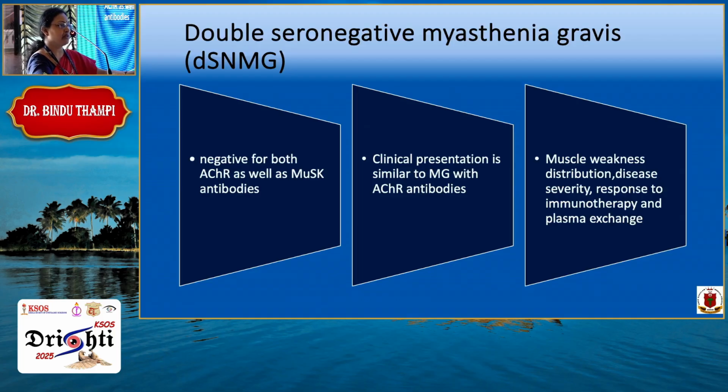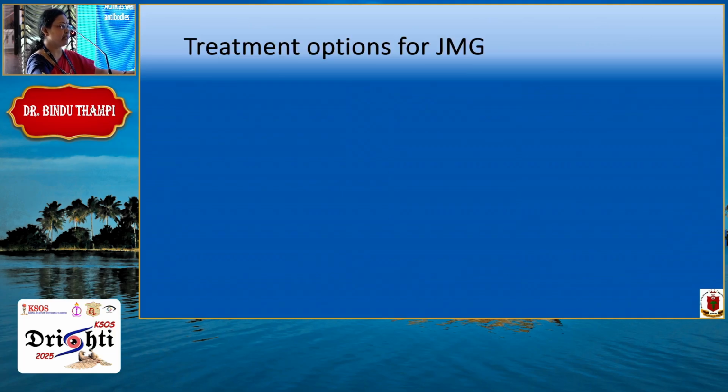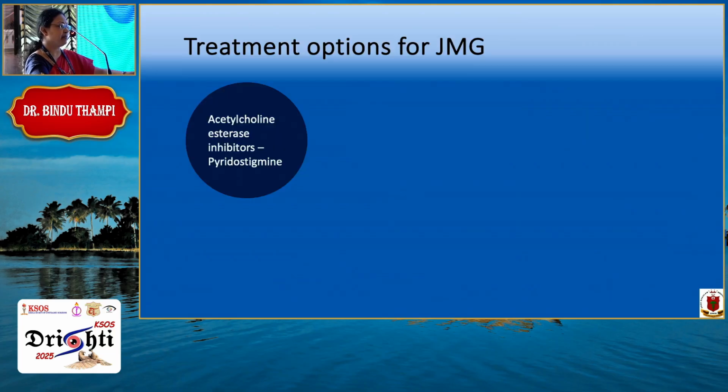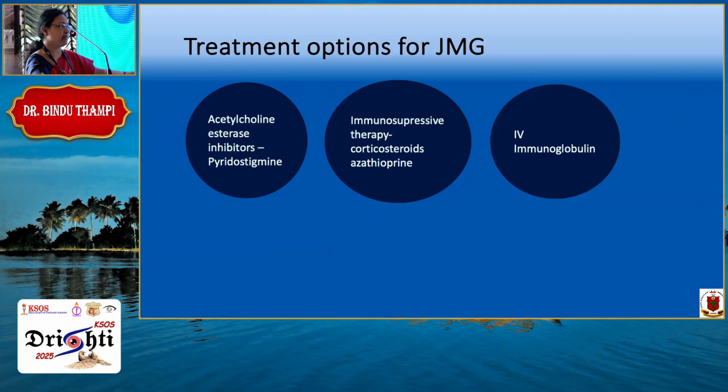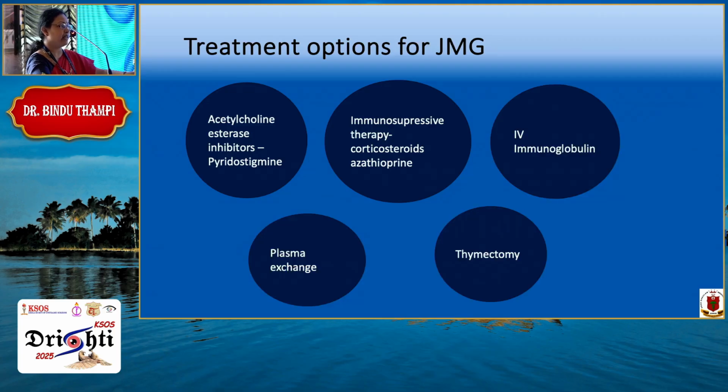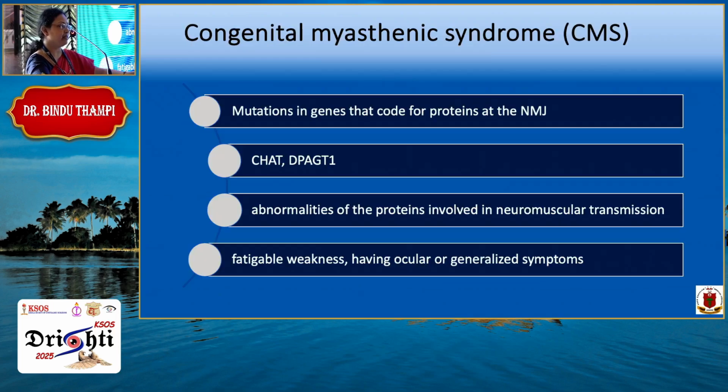Double seronegative myasthenia gravis is an entity where the patient is negative for both the antibodies, but the clinical presentation is similar to myasthenia with acetylcholine receptor antibodies in terms of muscle weakness, distribution, disease severity, response to immunotherapy, and plasma exchange. Treatment options are pyridostigmine, immunosuppressive therapy, intravenous immunoglobulin, plasma exchange, and thymectomy, very rarely done in children in selected cases.